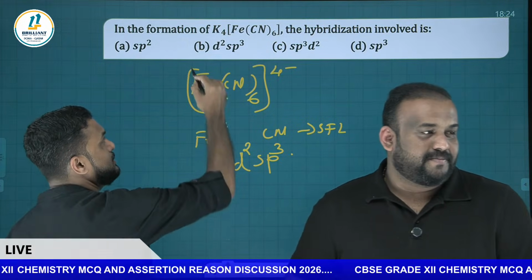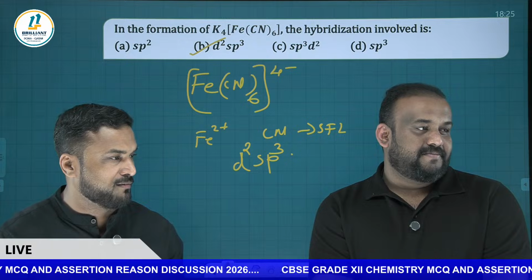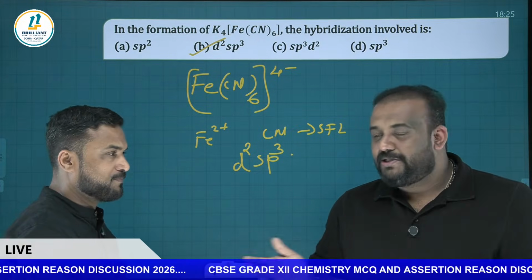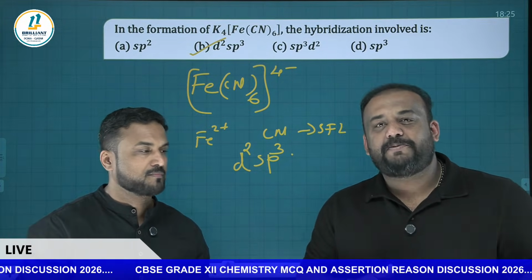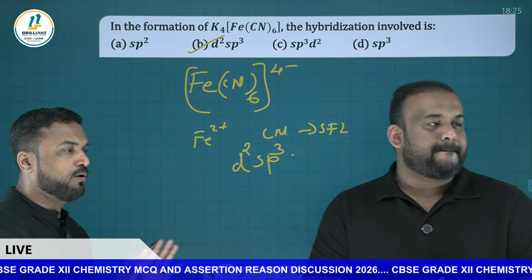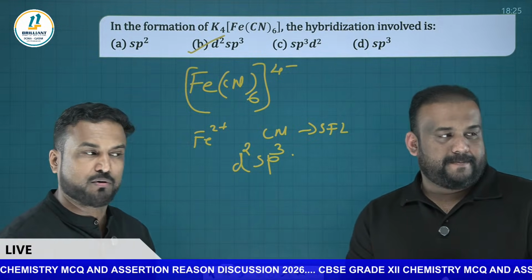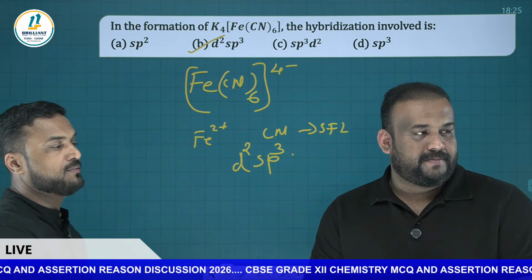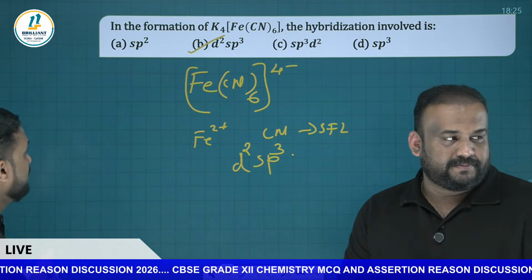So d2sp3 is the right answer. Okay, shall we move to the next one? Yeah. And also the geometry, even if it is d2sp3 or sp3d2, it will be octahedral geometry. Wherever coordination number 6 comes, always the shape of the molecule is octahedral. There is no doubt. Only in 4 it is different. Okay, keep in mind. So we will go to the next one, sir.